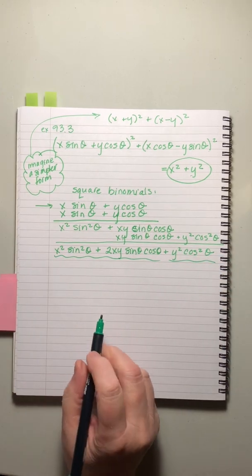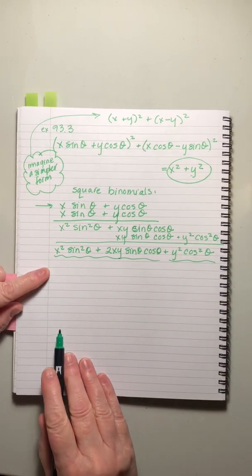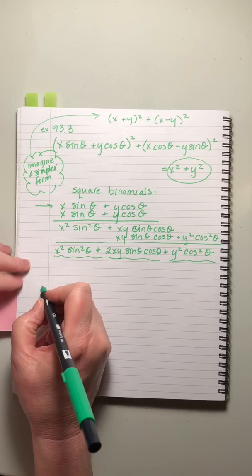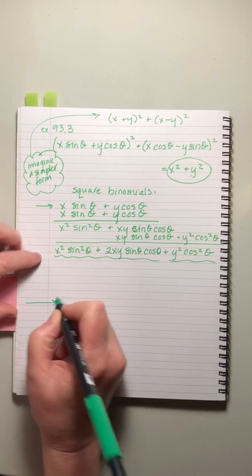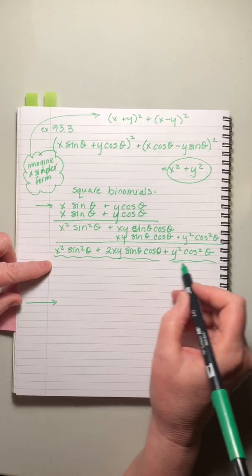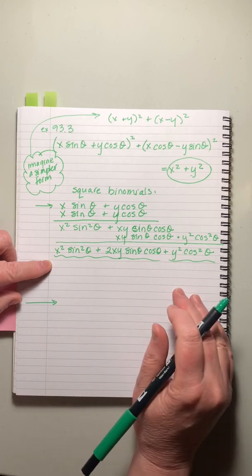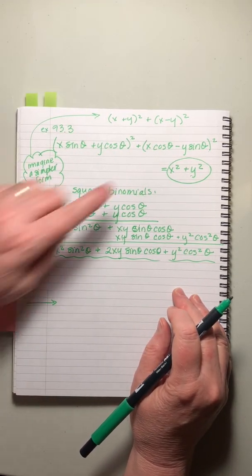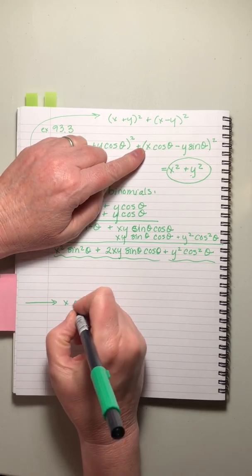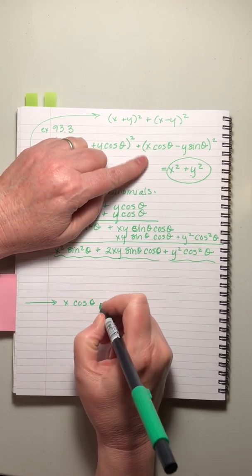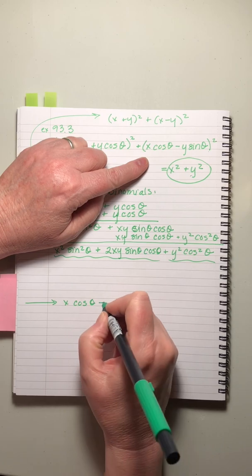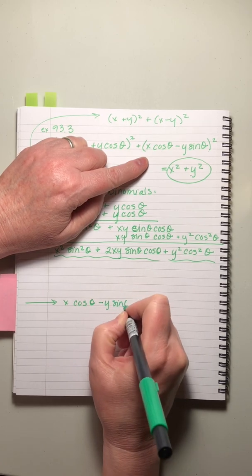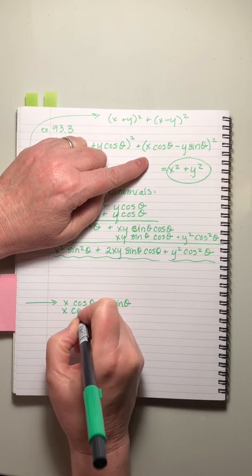Now, what I'm going to do is square the second binomial down here, and then I'm going to leave room to write the answer there, and then we'll do our combining of like terms. So now I square the second binomial, x cosine theta minus y sine of theta. That times itself, right?